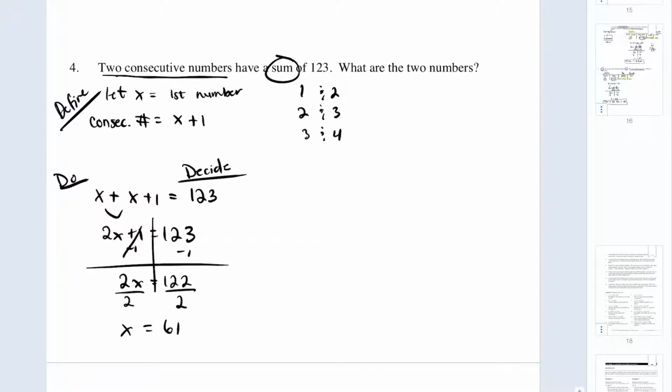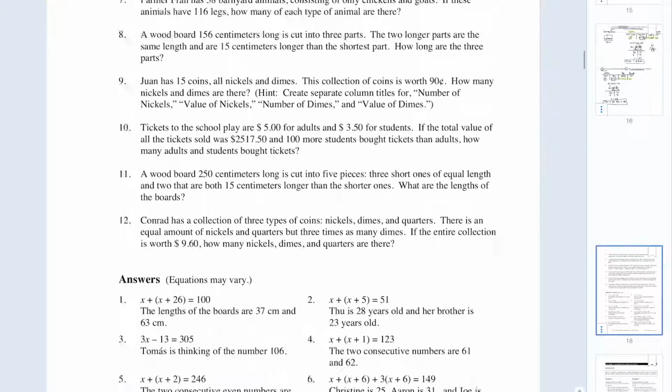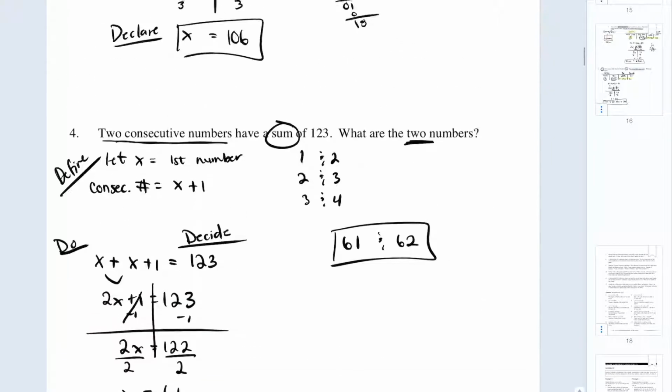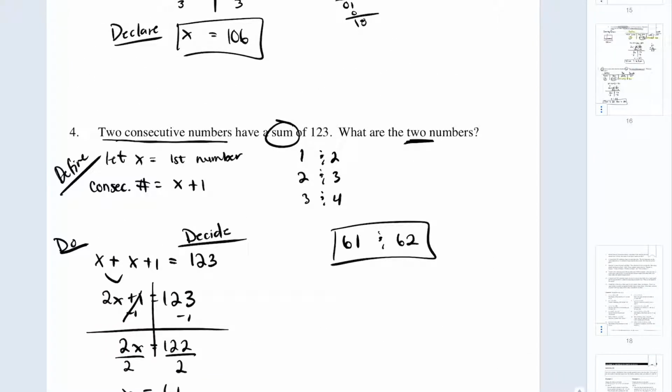Okay, so again, am I finished with this problem? No, I'm not, because they're asking me what are the two numbers. So again, going back to our definition of consecutive numbers, if our first number is 61, then our second number has to be the next number in our counting order, which is 62. How did we do? There we go. Check. Awesome. Let's keep going, guys.